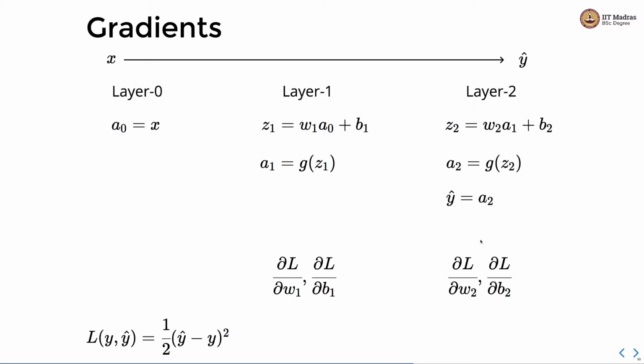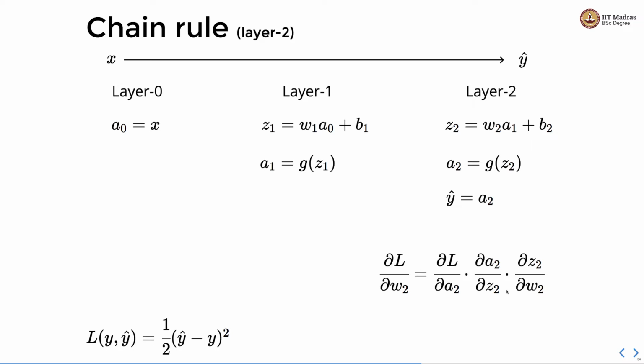So let's look at the gradients that we'll be computing for different layers. For layer 1, we'll be computing the partial derivative of loss with respect to W1 and B1, whereas in layer 2, we'll be calculating the partial derivative of loss with respect to W2 and B2.